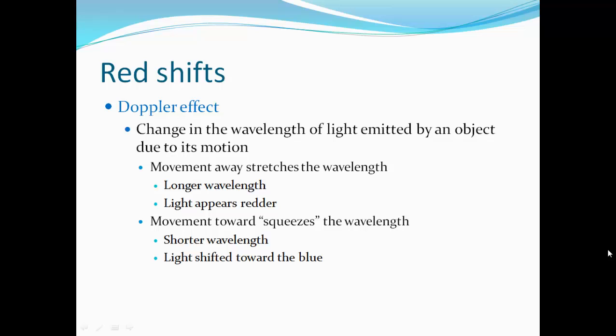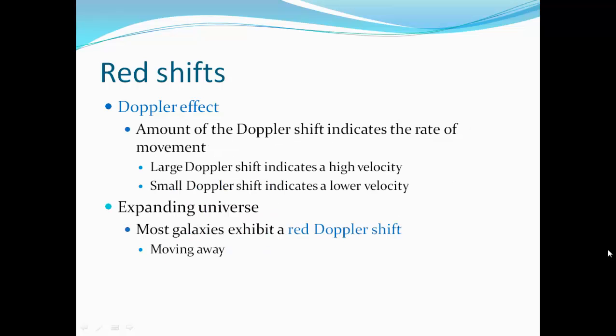Red shifts and the Doppler effect. Again, the Doppler effect is a change in the wavelength of light emitted by an object due to its motion. Movement away stretches the wavelength. The longer the wavelength, the redder the light appears. Movement towards squeezes the wavelength. With a shorter wavelength, light is shifted towards the blue. The amount of Doppler shift indicates the rate of movement. So a large Doppler shift indicates a high velocity, and a small one, a low velocity.